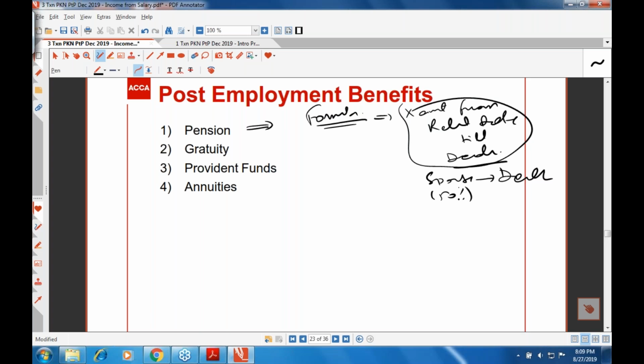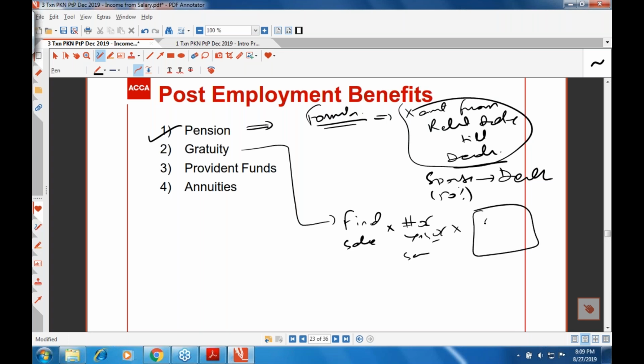So now, if I talk about the post-employment benefits, every company has got different types of benefits. One of the examples is the pension. The other example is the gratuity. Usually the gratuity is paid like this: the final salary multiplied by the number of years of service, and multiplied by whatsoever, like it could be 80%, it could be 90%, etc. So that is what the salary is.